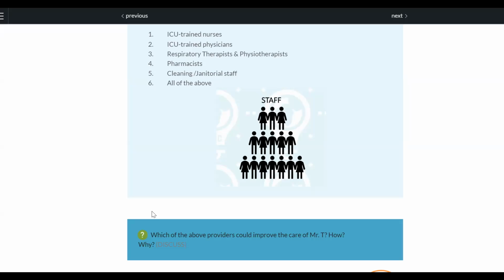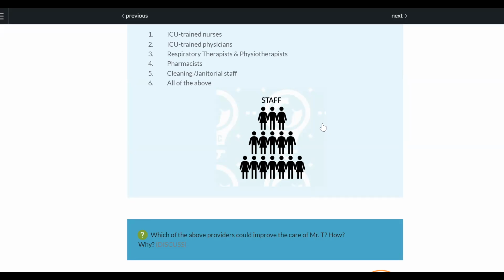Okay, I was saying, if I pick one person like ICU trained nurses, they will improve the care of Mr. T because they are trained in handling the patient, meaning the nursing care, the turning of the patient. The patient may not develop other complications like pressure sores. That is an example for the ICU trained nurses.